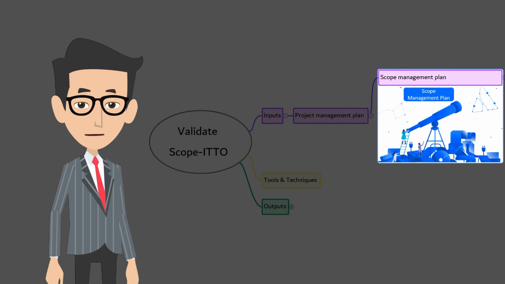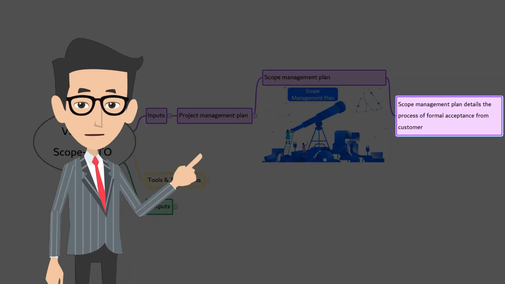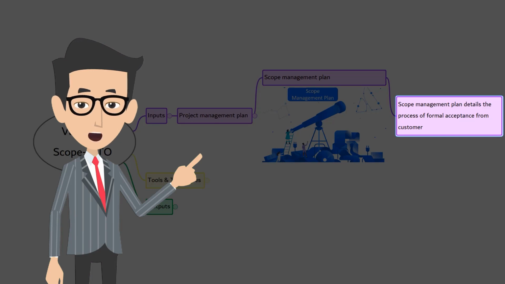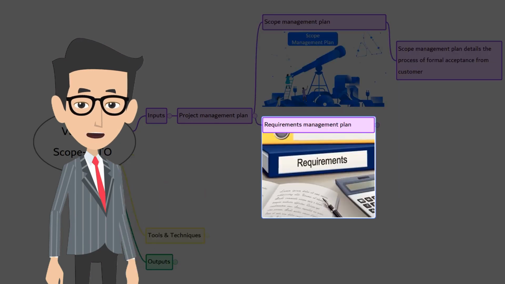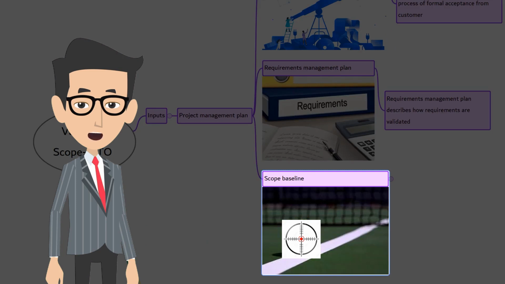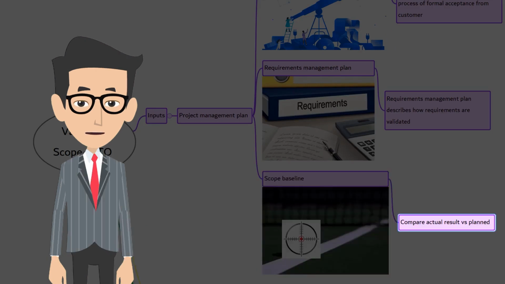Scope management plan. Upon completion of the project, you should know how the formal acceptance of the deliverables will be obtained from the customer. The scope management plan contains that information. Requirements management plan. The requirements management plan describes how the project requirements are validated. Scope baseline. Scope baseline is used to compare the actual results to determine if a change, corrective action, or preventive action is necessary.